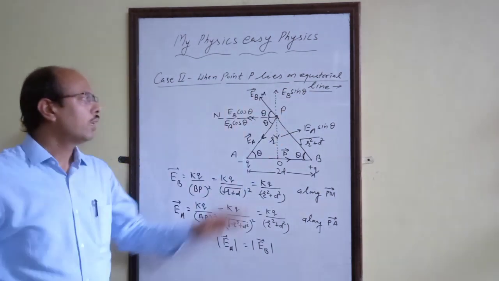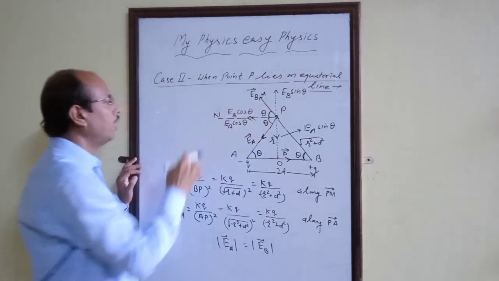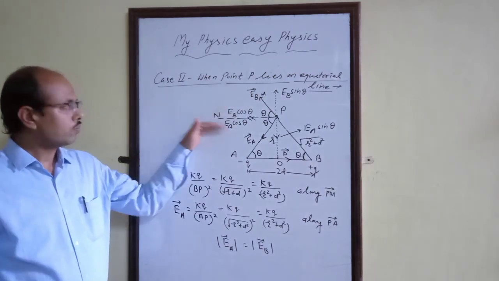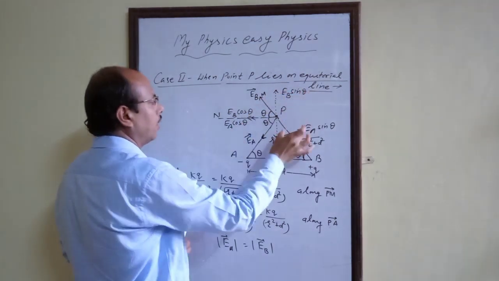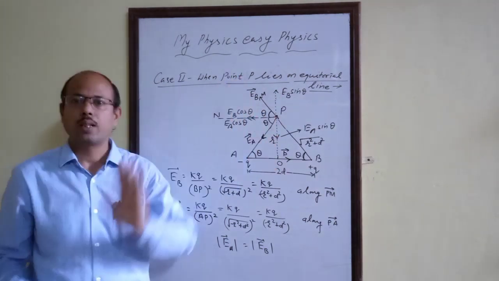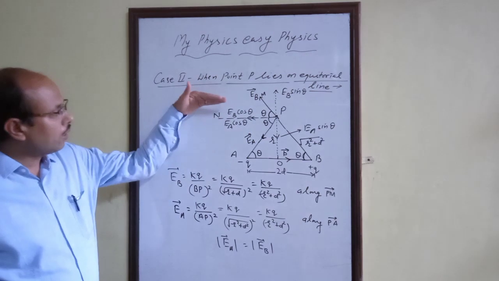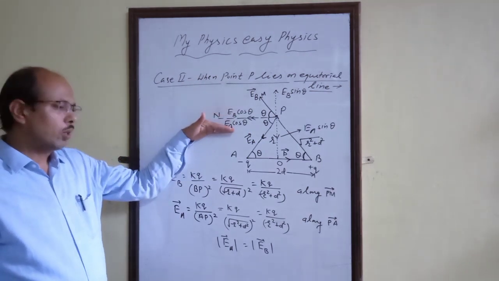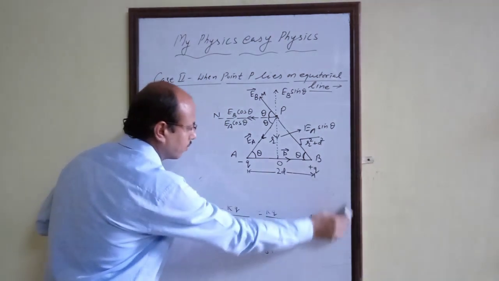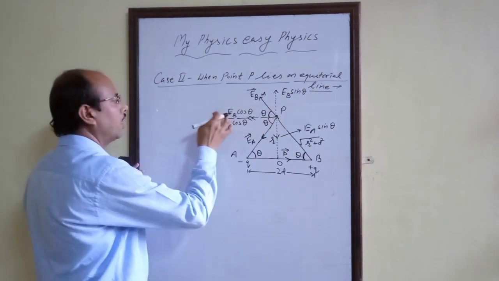Therefore EA sin theta and EB sin theta will cancel out each other, and the net electric field at point P will be the sum of EA cos theta and EB cos theta. Again I am repeating, EB sin theta and EA sin theta, being equal in magnitude and opposite in direction, will cancel out each other, and therefore the net electric field at point P will be the sum of EA cos theta and EB cos theta. And this net electric field is known as E equatorial.